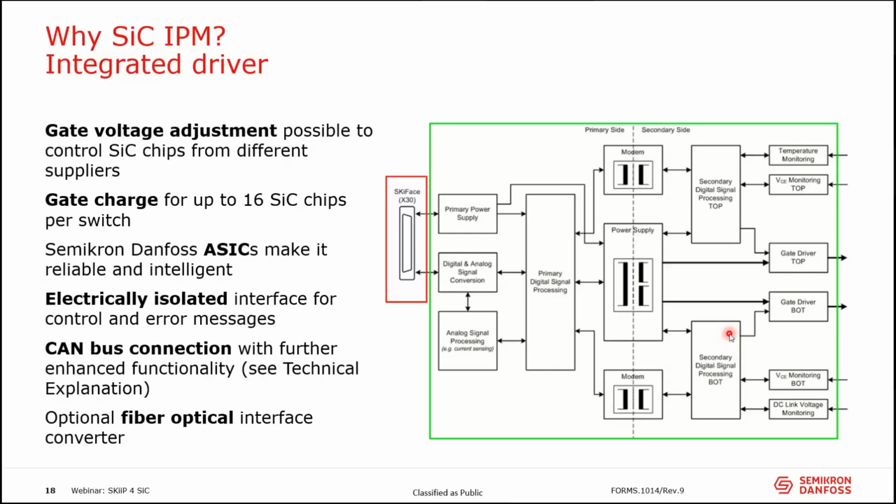so that the whole system is optimized for special tasks. I have already said that the interface is electrically isolated, and we have a CAN bus connection with the possibility to parameterize the system depending on the application. So some protection functions can be added or changed. We have a special application note where this can be read. The fiber optic interface can be used optionally.